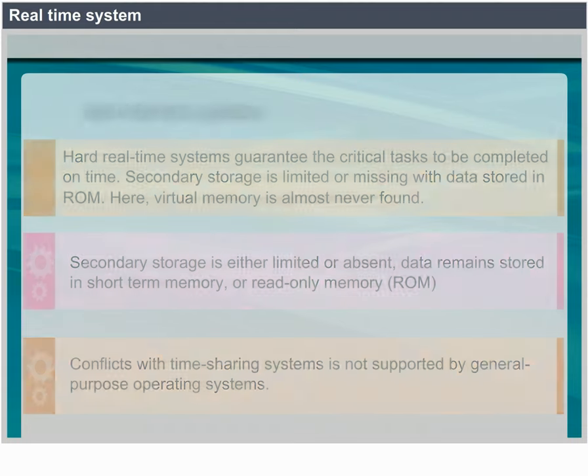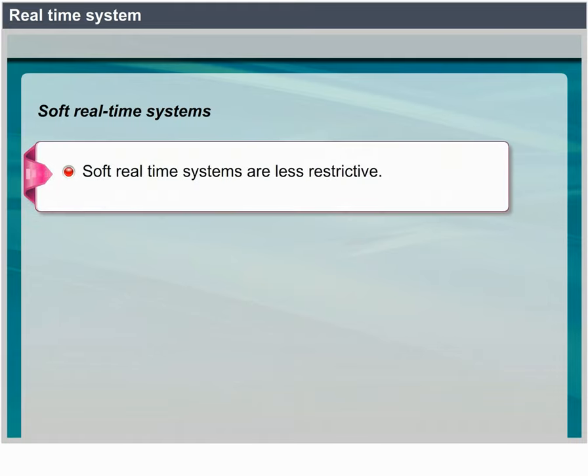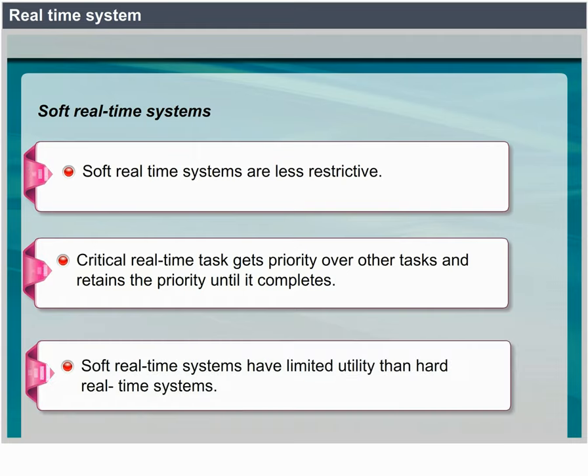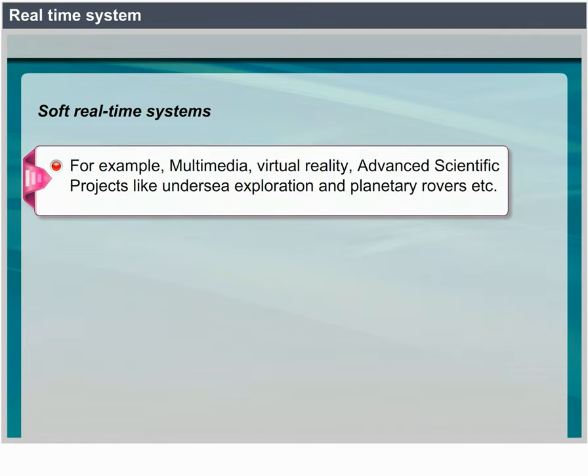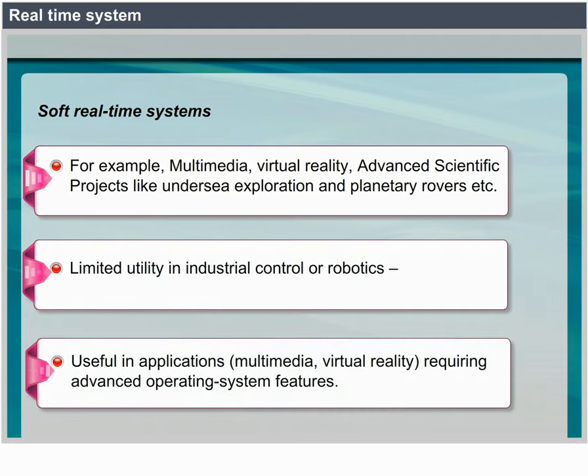Soft real-time systems are less restrictive. Critical real-time tasks get priority over other tasks and retain the priority until they complete. Soft real-time systems have limited utility compared to hard real-time systems. Examples include multimedia, virtual reality, and advanced scientific projects like undersea exploration and planetary rovers. They have limited utility in industrial control or robotics, but are useful in applications such as multimedia and virtual reality that require advanced operating system features.